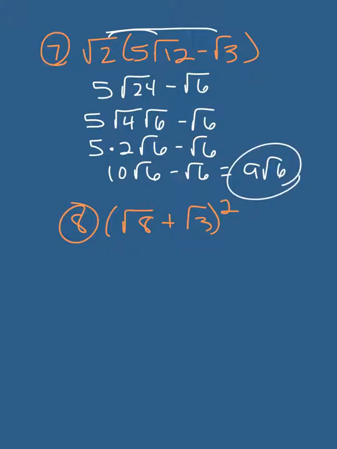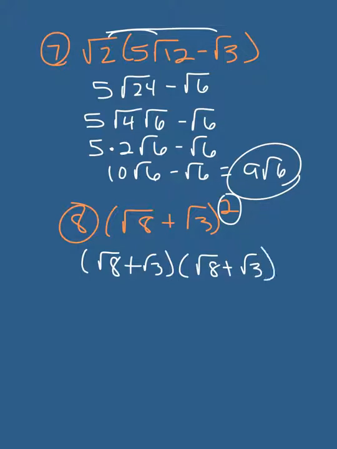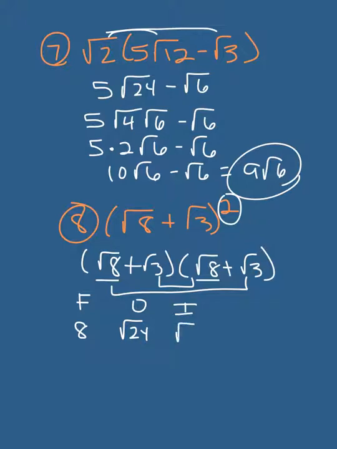In number 8, I have a binomial, root 8 plus root 3, and then I have that squared. So again, I'm just going to rewrite that. I have root 8 plus root 3 times root 8 plus root 3, and it's a binomial times a binomial, so I'm going to use FOIL. So my first is root 8 times root 8, which gives me 8. My outside, root 8 times root 3, is going to give me root 24. My inside is also going to give me the square root of 24. And my last is root 3 times root 3, which gives me 3.